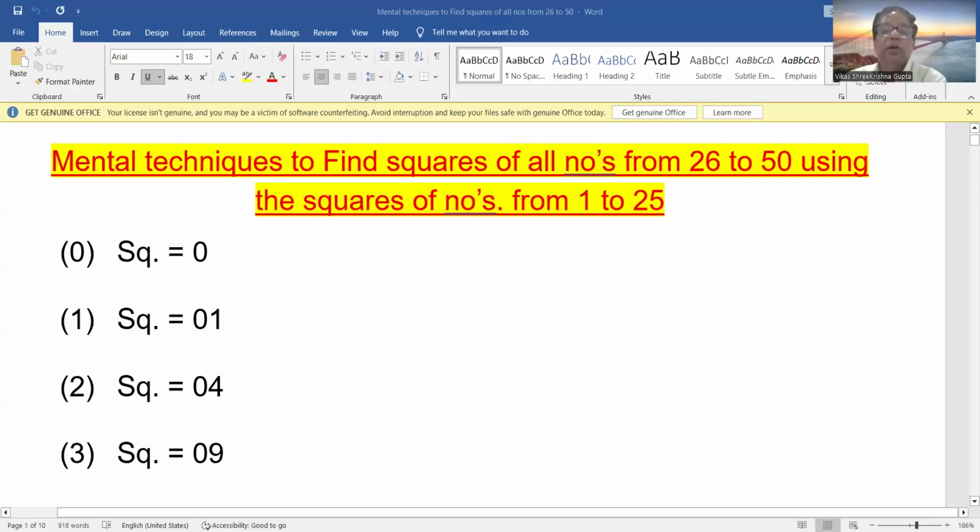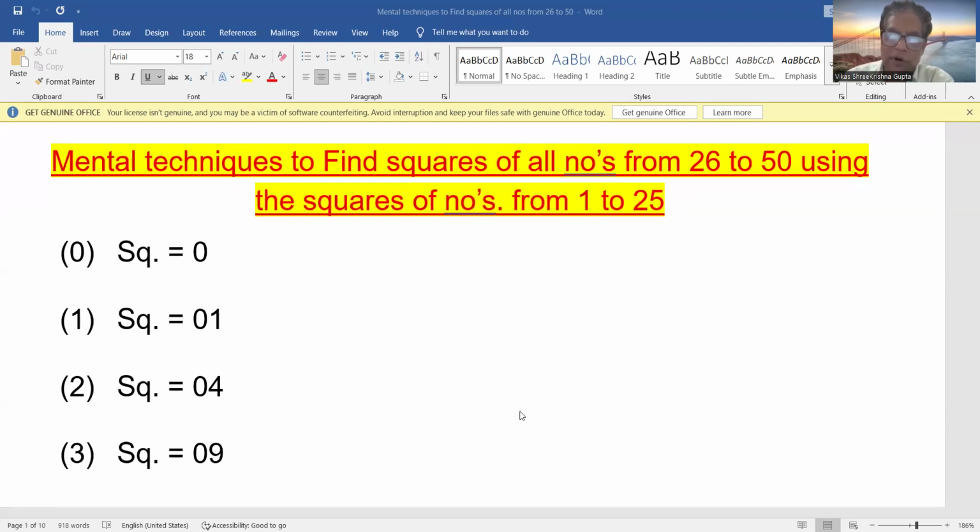Yes. So I hope my screen is visible to all of you and that I'm also audible to all of you. So what I have done first, that I have written all the numbers from 1 to 25, because I will require these squares to find the squares from 26 to 50. I will show you the relationship between these squares and the squares of numbers 1 to 25, and how this relationship is used to find the squares.